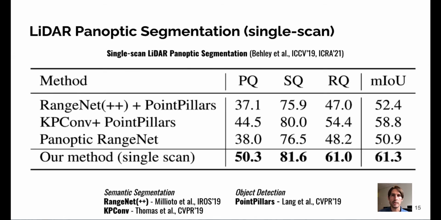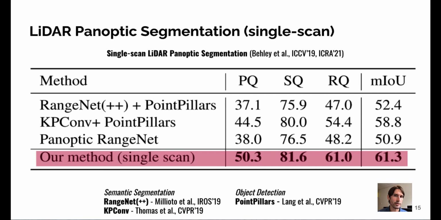So let's discuss a bit the results that we get with this method. So first we evaluated our method on existing single scan panoptic segmentation benchmark, and here we evaluated a special case of our method where the size of the temporal window is 1, so just single scan. And in this setting, our unified single network already quite significantly outperformed existing methods in terms of panoptic quality and mean intersection over union. So these metrics are commonly used for evaluating panoptic segmentation and semantic segmentation.